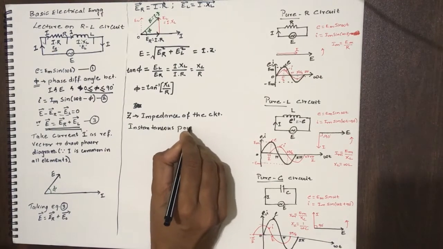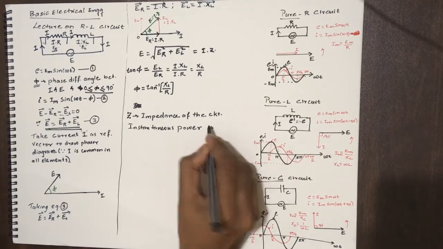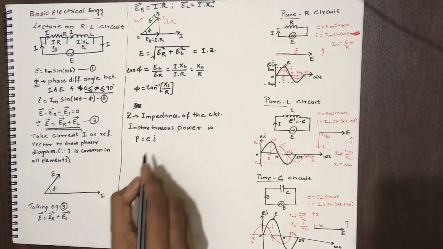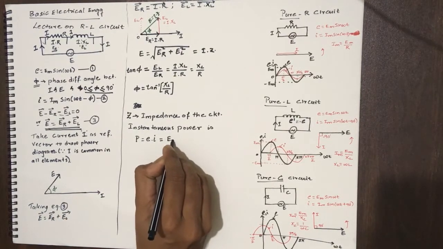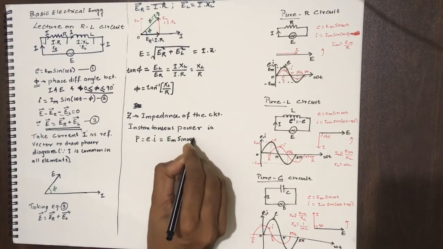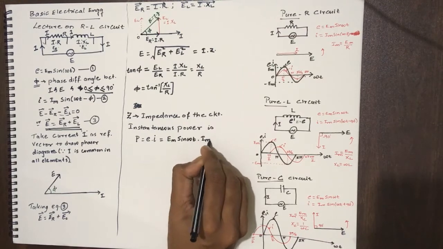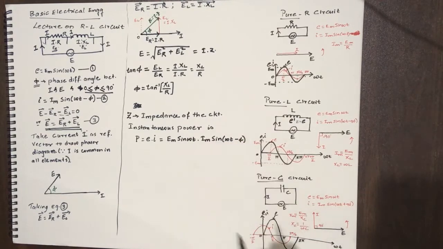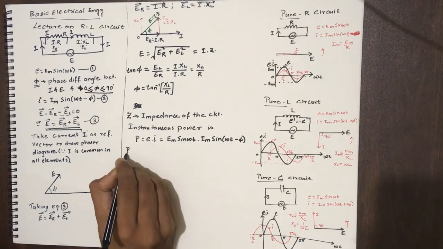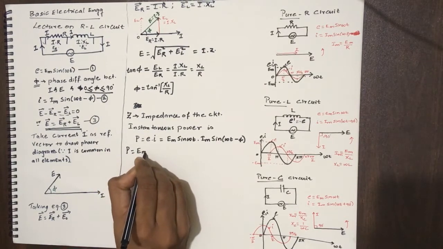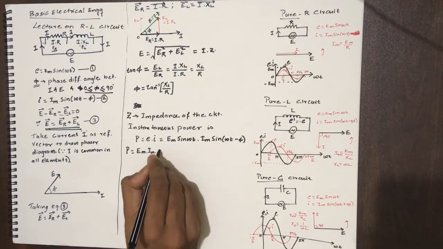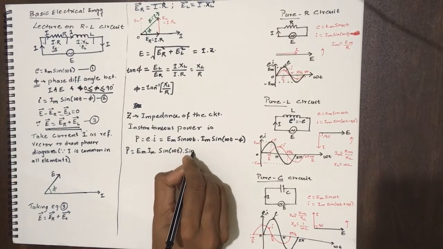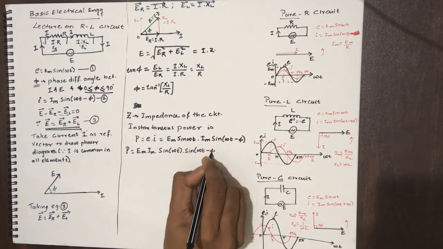Instantaneous power P is equal to E into I. I can write it as Em sin omega t into Im sin of omega t minus phi, or P is equal to Em into Im, sin omega t into sin of omega t minus phi.